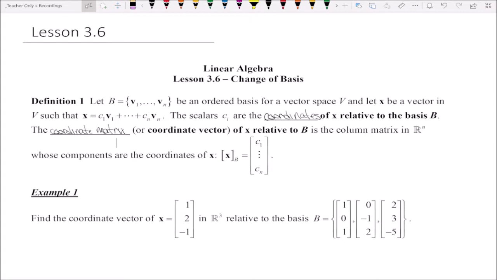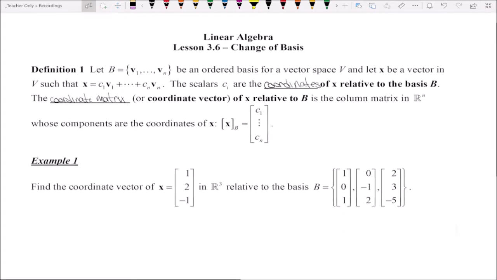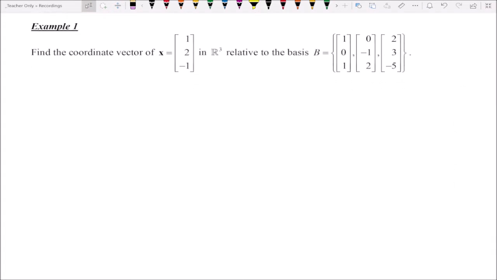So what we're going to do now is find the coordinate vector of the vector (1, 2, -1) in R3 relative to the given basis. Remember, what we want to do is write X as a linear combination of these vectors in B. The coordinates will be the solution. Recall we did that by setting up an augmented matrix and row reducing. So this would be our augmented matrix.